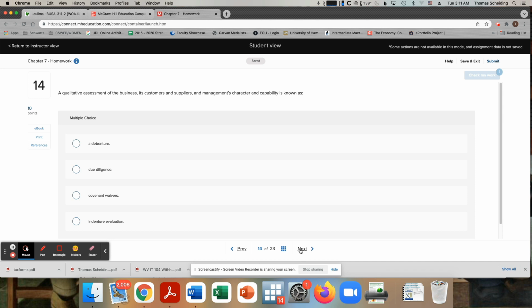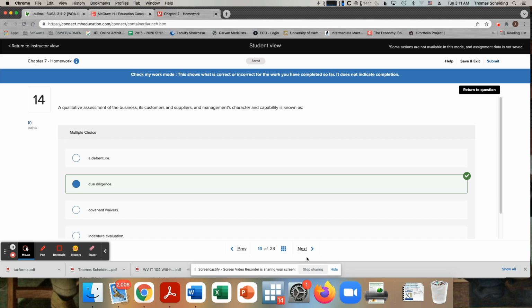A qualitative assessment of the business, its customers and suppliers, and management's character and capabilities. So this is definitional, and it's what we would call doing your due diligence. If you look up these other terms, they are not this. Due diligence is that qualitative assessment of asking questions about whether what is being stated is in fact true. And it is.